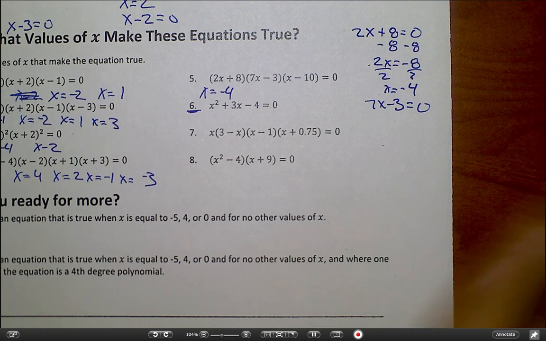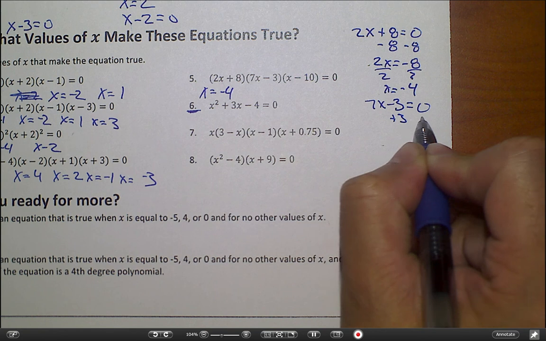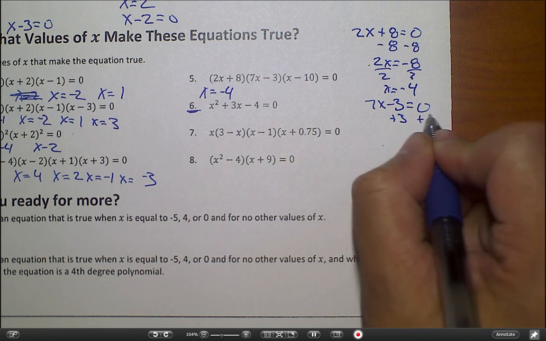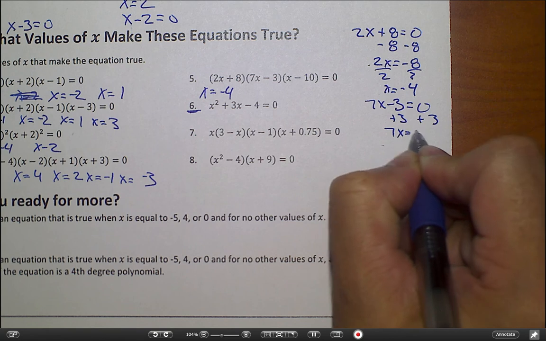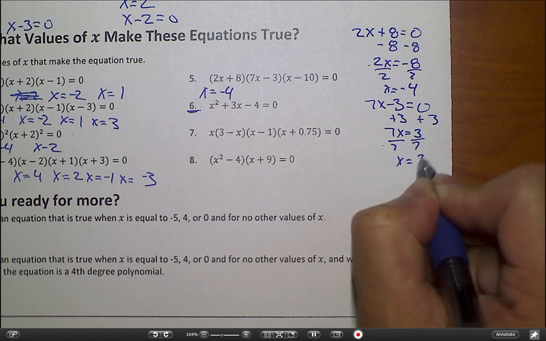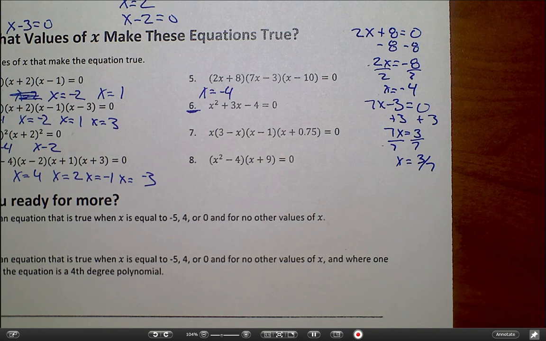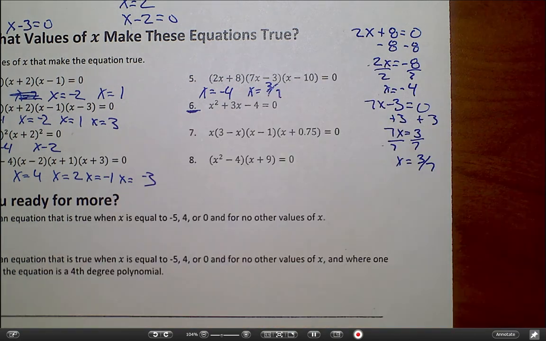All right, what did we come up with? Is there a fraction? Yes. Yeah, should be 3/7. Divided by 7, x equals 3/7.